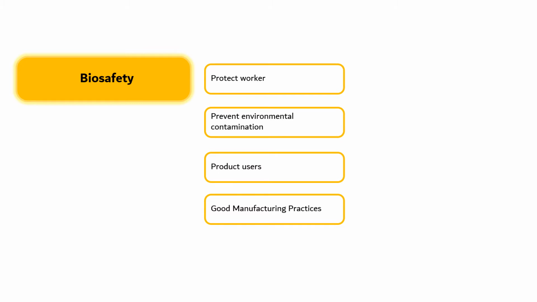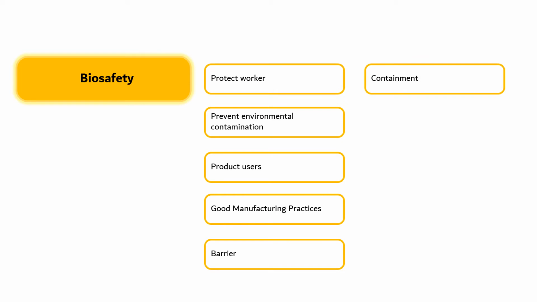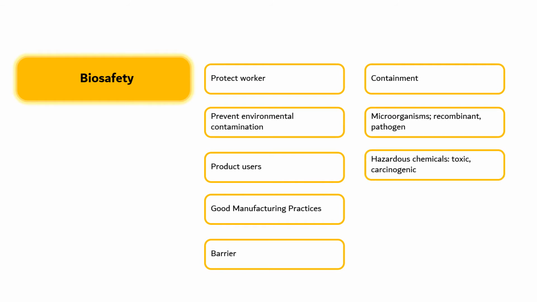In general, two approaches are used to ensure that the risk is below a certain probability. The first is to create a barrier which prevents the escape of hazardous substances from the contained space. The strategy of creating a barrier is called containment. The materials that need to be contained include microorganisms and hazardous chemicals.